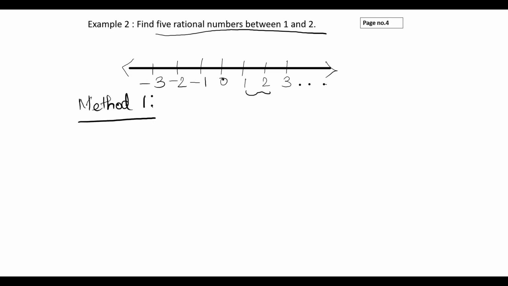To solve this, we have two methods. Let's see method number 1. In order to find a middle point between two integers, normally we take the average. So now find the average between 1 and 2. So, 1 plus 2 by 2 will be 3 by 2.